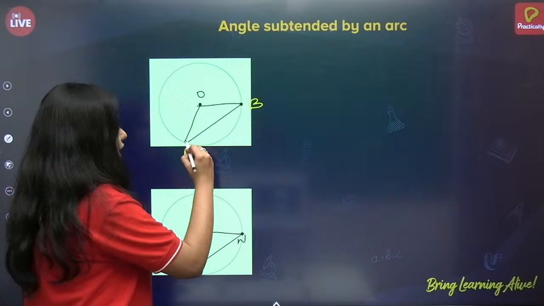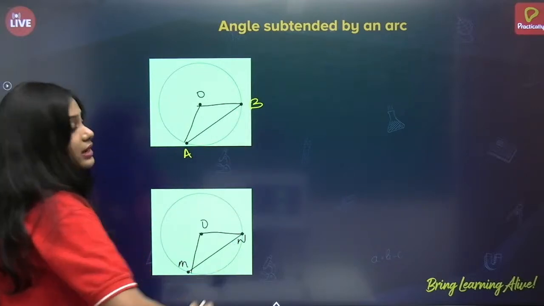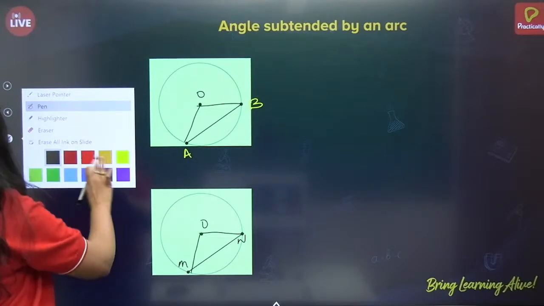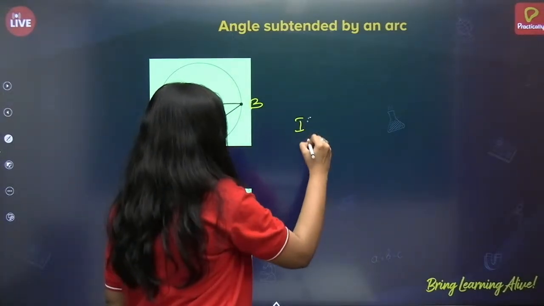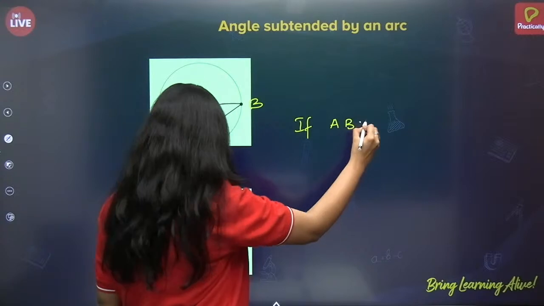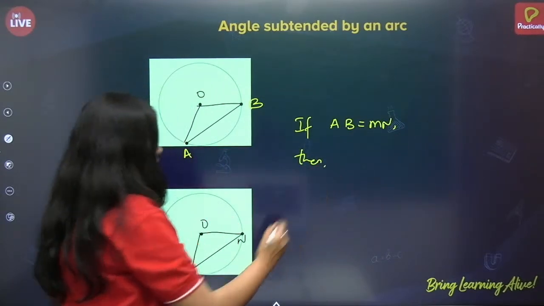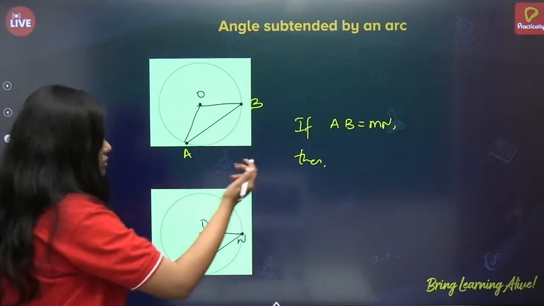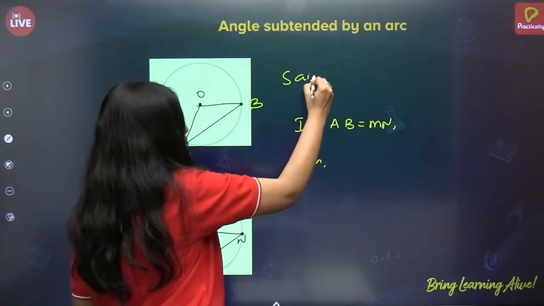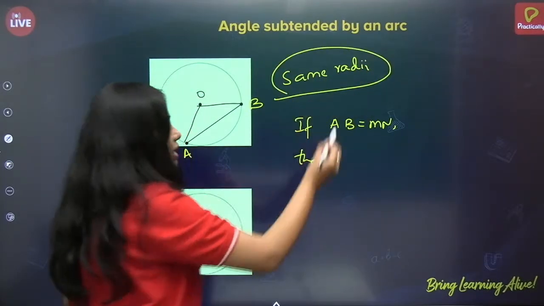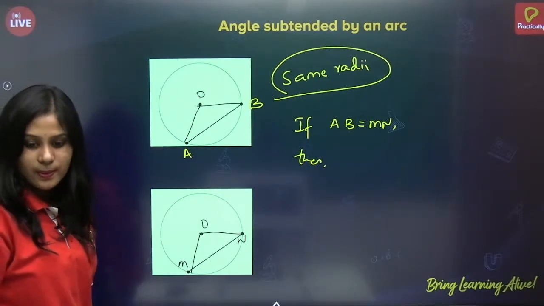So we know that if AB is equal to MN, then we know that angle subtended, and same radii, correct? These two circles have the same radii. That is, they are congruent circles.